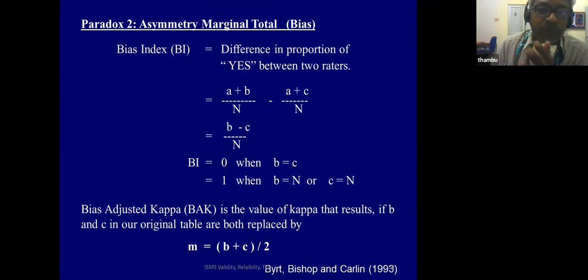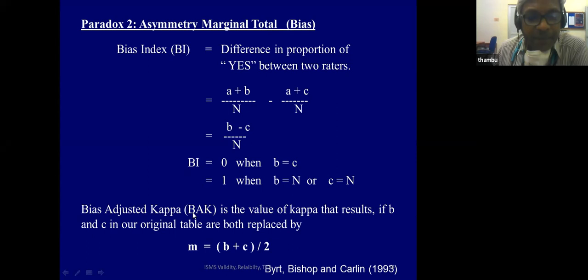Paradox 2 is called bias, when the marginal totals are not equal. It is the difference of proportion of yes between the two raters. So here we do (A plus B) divided by n minus (A plus C) divided by n, which comes to (B minus C) divided by n. That gives you a bias index. The bias index is 0 when B is equal to C. The bias index is equal to 1 when B is equal to n or C is equal to n.